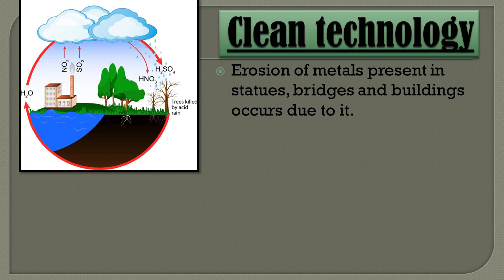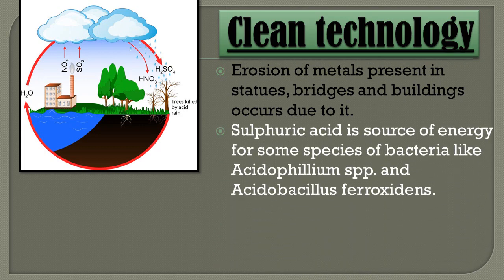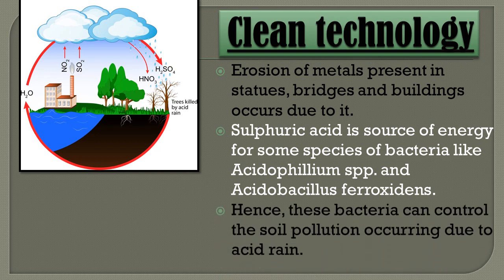Okay, and sulfuric acid is a source of energy for some species of bacteria like acidophilium species and acidobacillus peroxidans. Hence these bacteria can control the soil pollution occurring due to the acid rain. So the source of energy for these bacteria is sulfuric acid. So they clean up the sulfuric acid by consuming it.